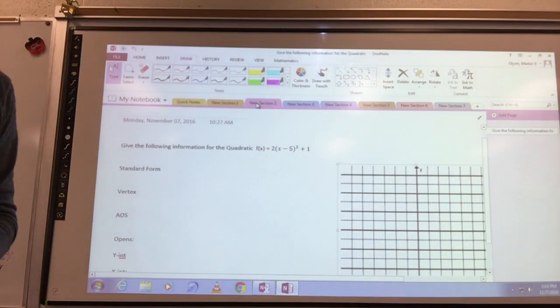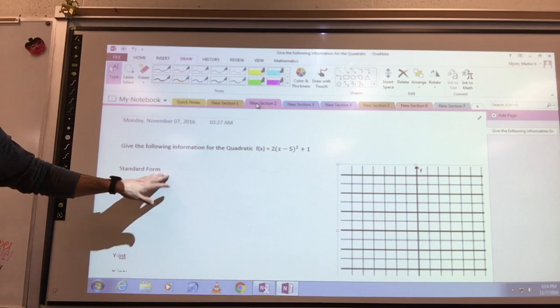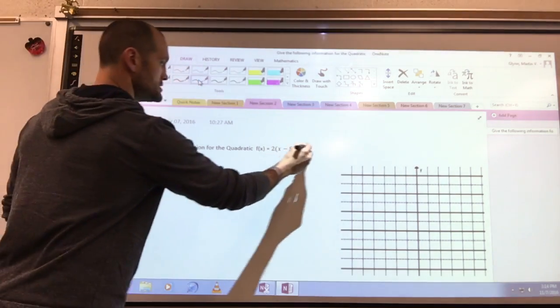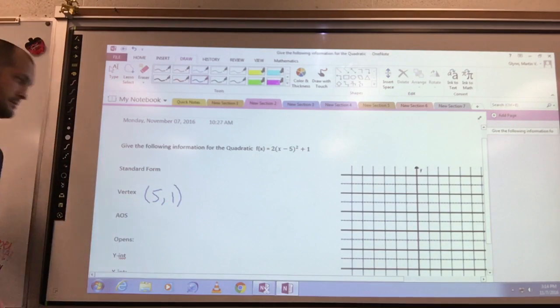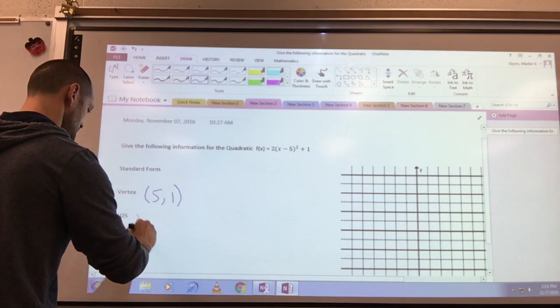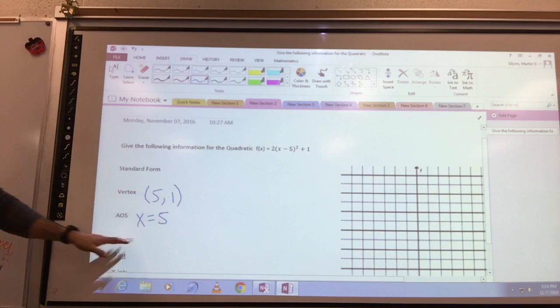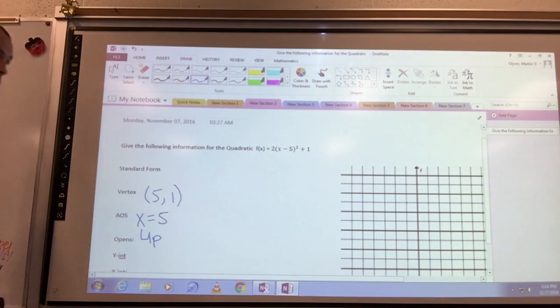Give the following information based off of the simple equation. Now, I'm going to come back to standard form. But vertex, you know just by looking. H, K. So my vertex is 5, 1. My axis of symmetry: x equals, very important, 5. How does it open? A is positive, it opens up.